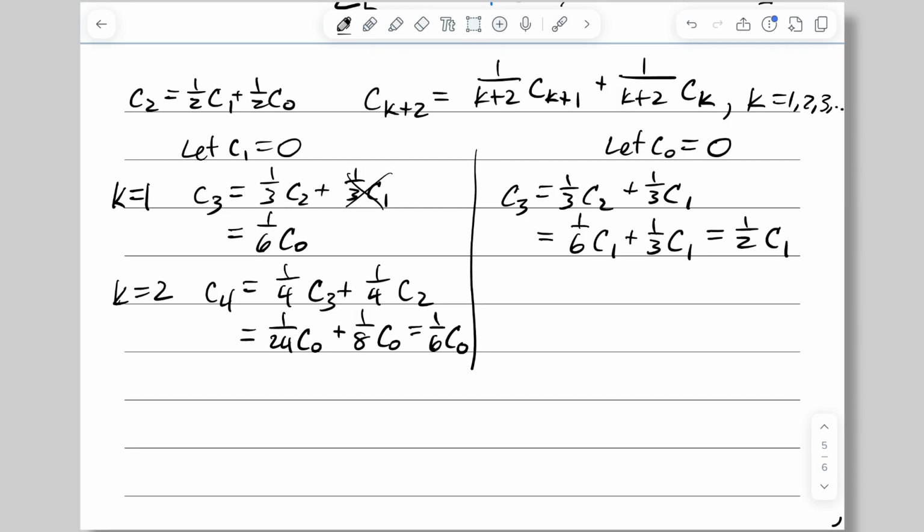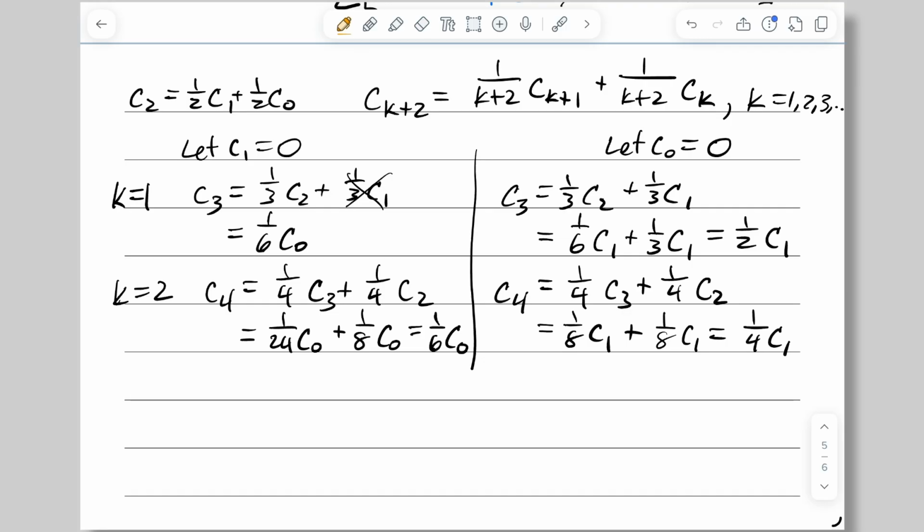When k equals 2, we have c sub 4 is equal to 1/4 c3 plus 1/4 c2. Since c3 is 1/2 c1, c4 then becomes 1/8 c1 plus 1/4 c2, but c2 is 1/2 c1, so we have 1/8 c1, which adds up to 1/4 c1.